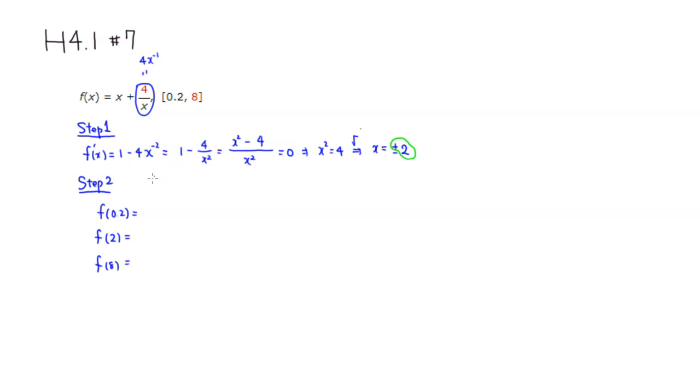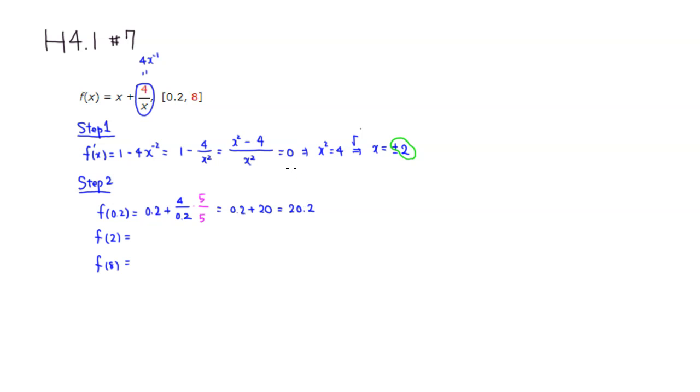If you plug it in, you have 0.2 plus 4 over 0.2. I don't like a 0.2 there, so I'm going to multiply the bottom by 5 and the top by 5. So we get 0.2 plus, 5 times 0.2 is 1, and 5 times 4 is 20. So it's going to be 20 over 1, which is 20. This is going to give you 20.2.